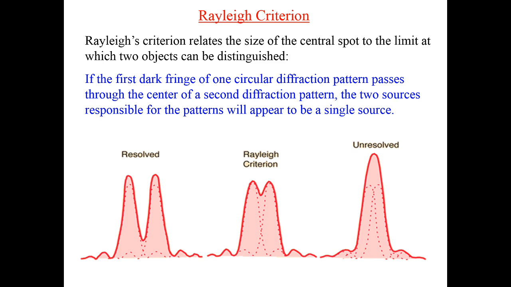then that is considered to be the closest two things can be where you can still tell them apart. So to meet Rayleigh's criterion, sine theta, where theta is the angle between the two sources of light from the position of the observer, is equal to 1.22 lambda over d. Then Rayleigh's criterion is at its limit. If the angle is larger, then the two objects can be resolved. If it's smaller, then they cannot be resolved.